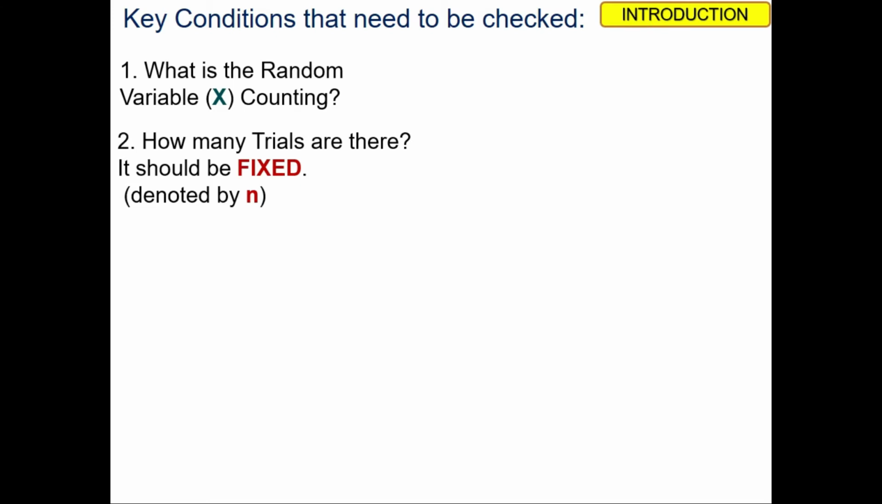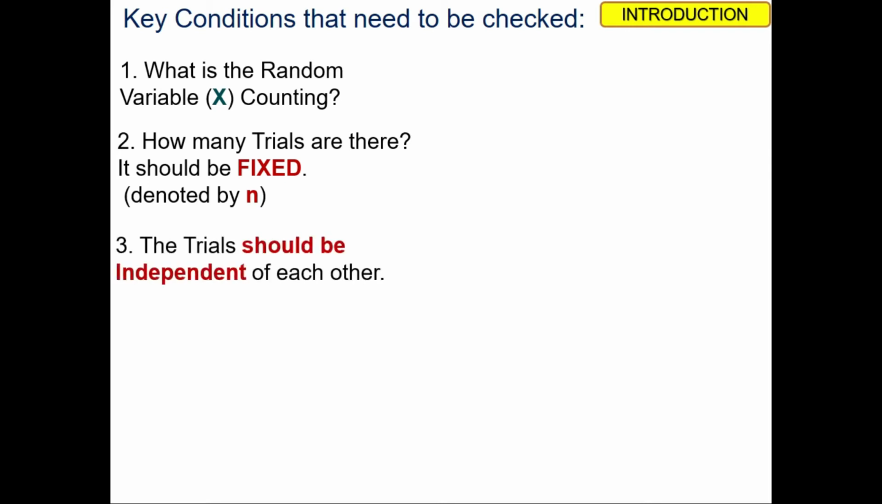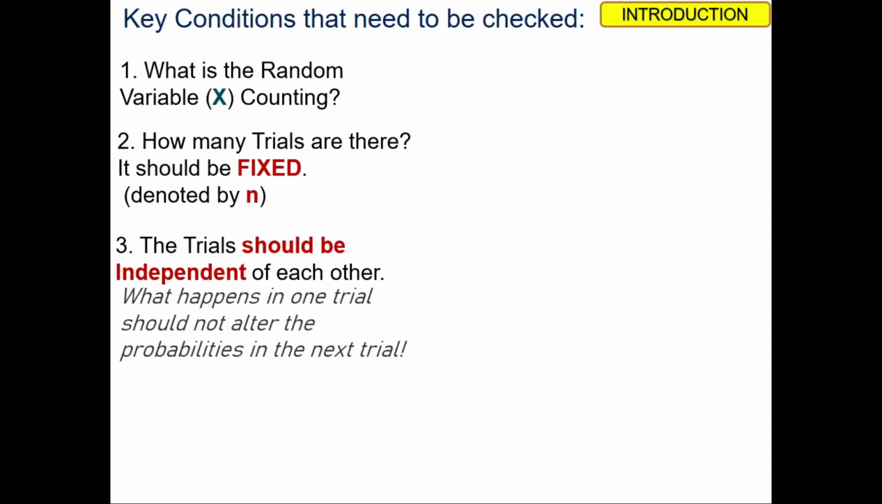Now, looking for the key conditions that need to be checked to analyze a binomial distribution or to confirm it. What is the random variable x counting? How many trials are there? It should be a fixed number of trials. That means n should be a constant. The trials should be independent of each other. That means what happens in one trial should not alter the probabilities in the next trial. So the number of trials should be fixed and independent.